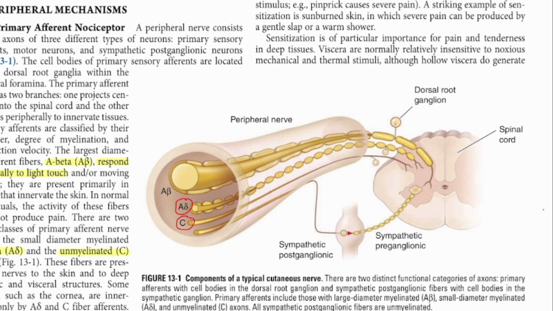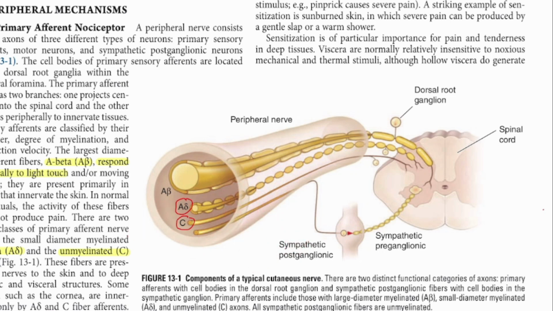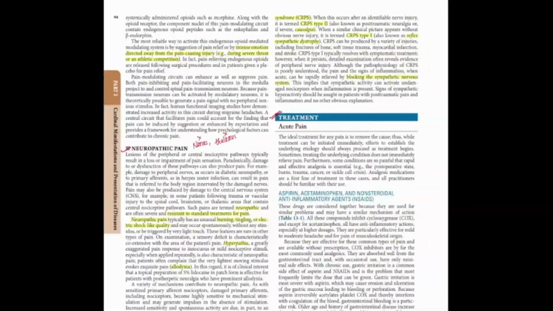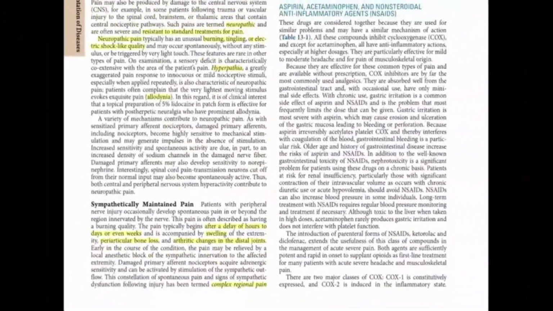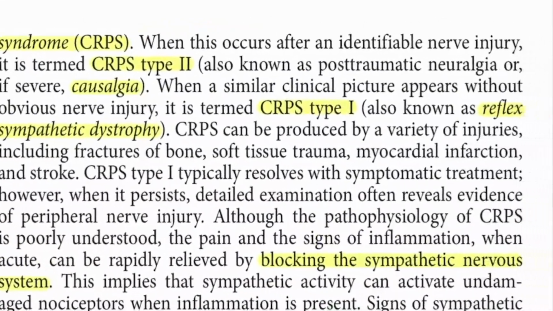They say whenever there is injury to these nerves, this nerve gets hyperactive. And because of its hyperactivity, there will be swelling, periarticular bone loss, there will be joint deformity distal to the site of injury. Right, this is known as CRPS, complex regional pain syndrome.